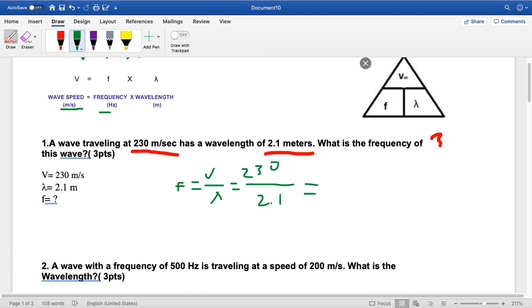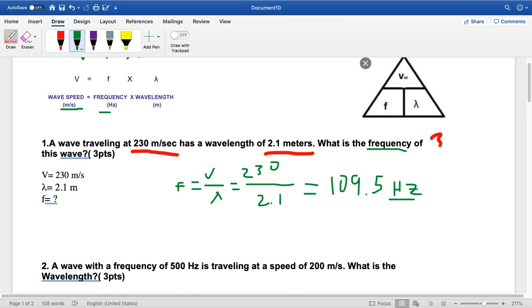So I'm just going to go ahead and put that in the calculator. I'm going to go 230 divided by 2.1. It's going to give me 109.52, and a few other numbers. I'm just going to round to the first decimal. So I'm going to leave it there at 109.52. Last of all, I have to put my units here. So it's frequency, so my units are going to be hertz, waves per second.